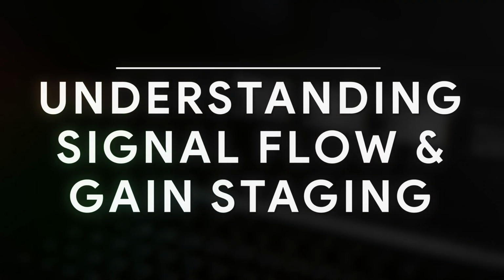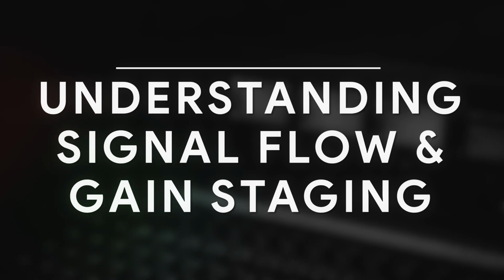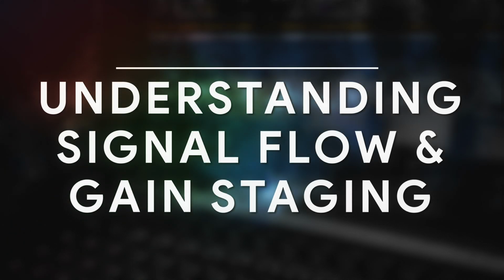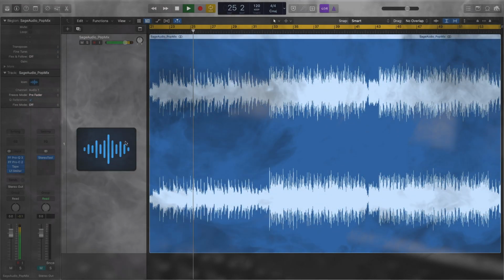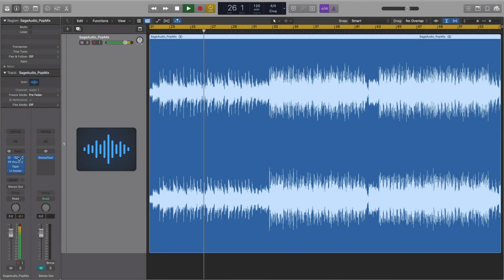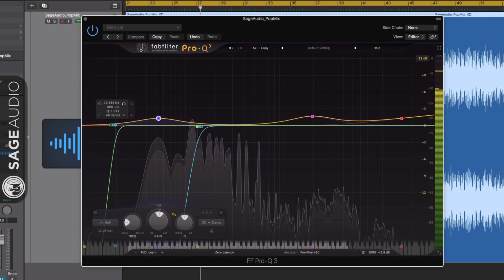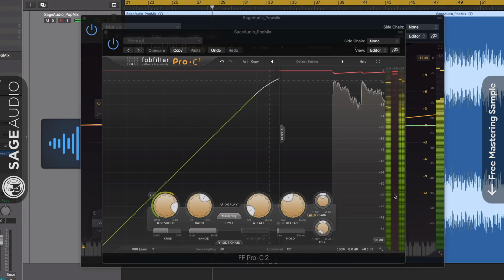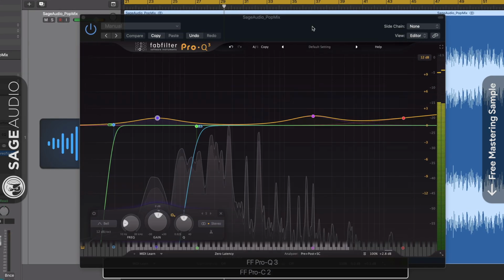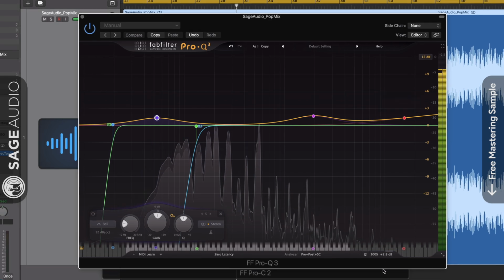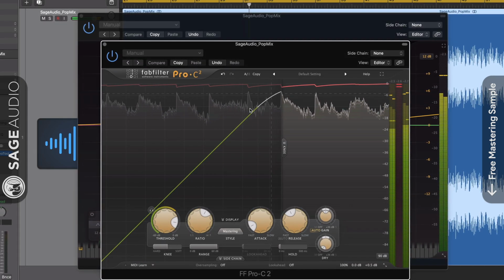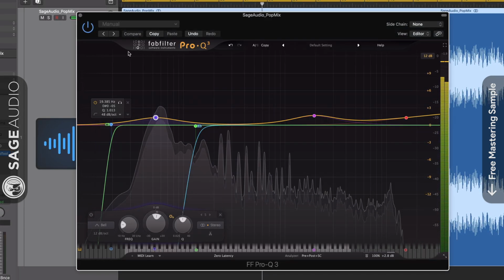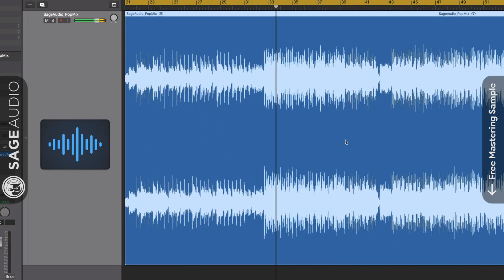Lastly, let's understand signal flow and gain staging. Signal flow and general gain staging between plugins is one of the most commonly overlooked aspects of mastering music. Understanding signal flow, and in particular how the signal travels from one plugin to another, is crucial to establishing a master that avoids unwanted distortion and retains quality.